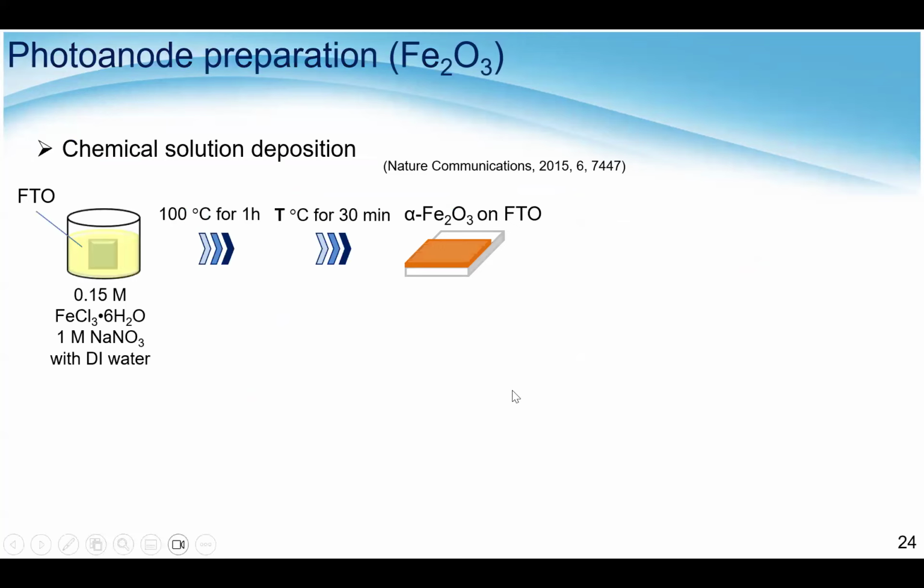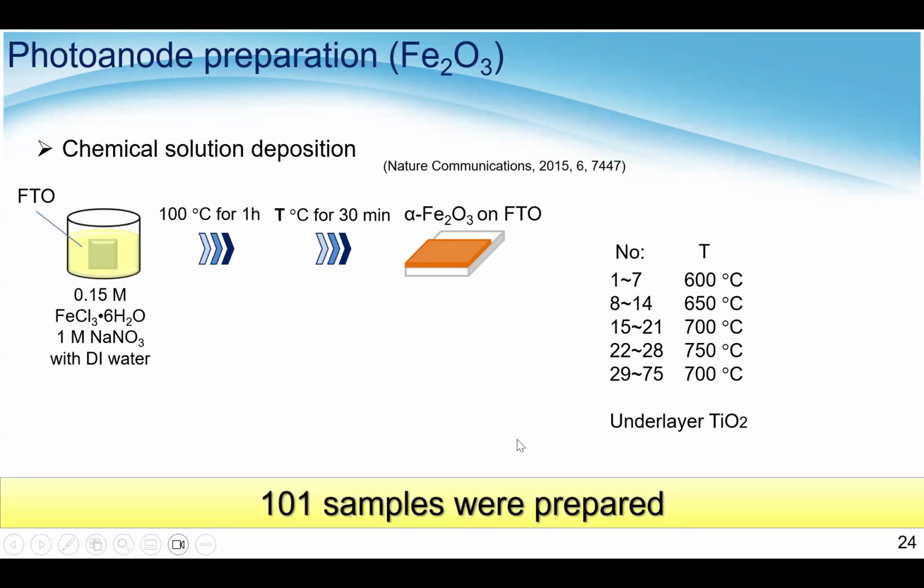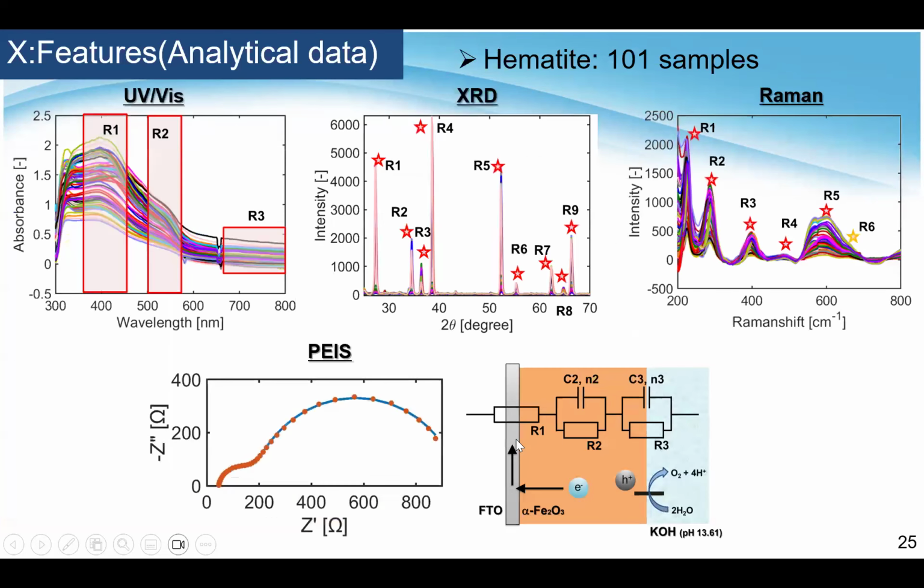So here's again the hematite case. We prepared various types of hematite by modifying the calcination temperatures, and about 100 samples were prepared. And what we used as X is analytical data. So we measured UV-vis, XRD, Raman, and photoelectrochemical impedance spectroscopy.